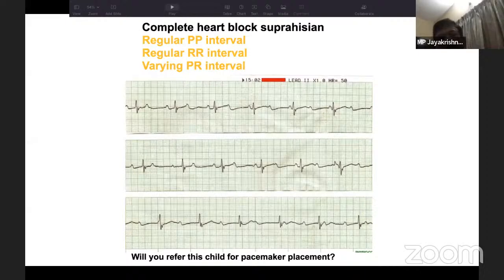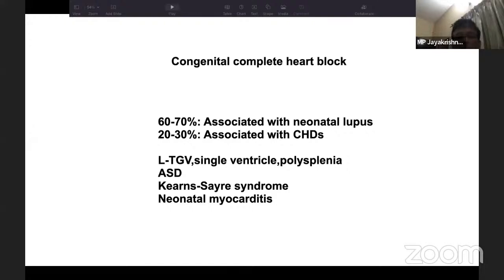I mentioned supra-Hisian because the complexes are narrow. If the block is lower down, what will happen? The QRS complex will be wider. So will you refer this child for pacemaker placement? We'll come to that again.